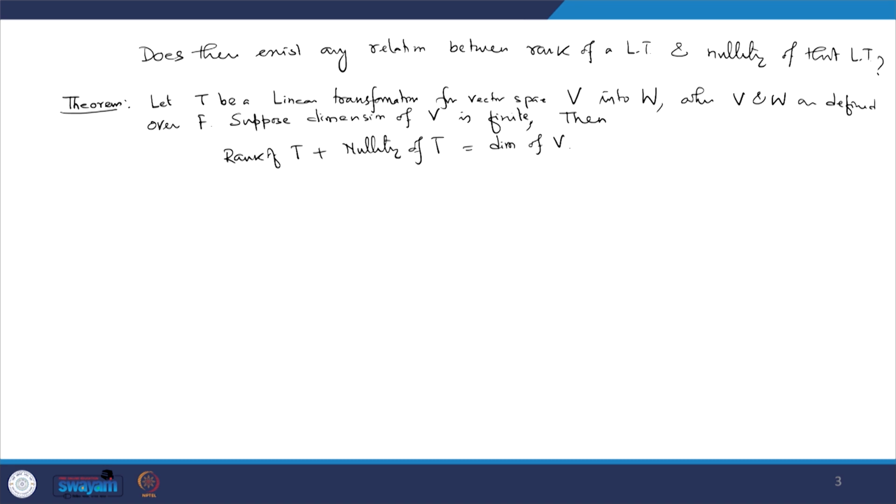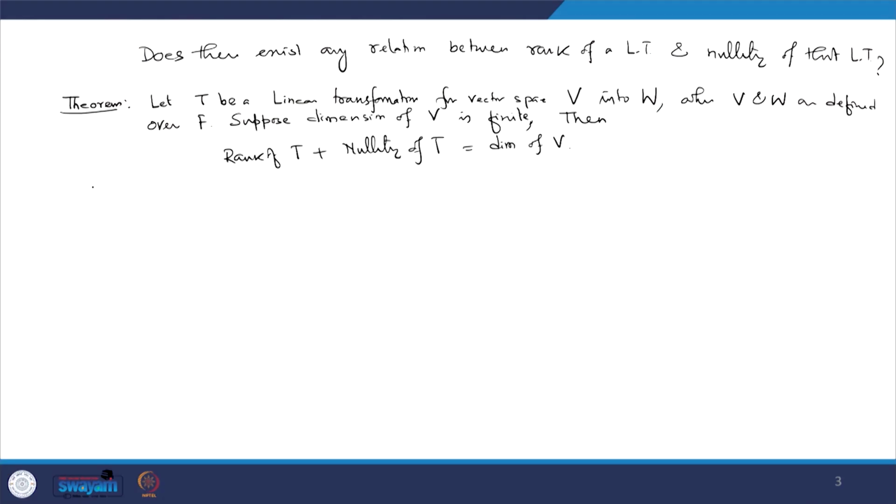Here I am not talking about the dimension of W, it may be finite, it may be infinite, but we are basically emphasizing the dimension of V. So, let me give a proof. This is the condition for which there is a relation between the rank and nullity of a linear transformation T.